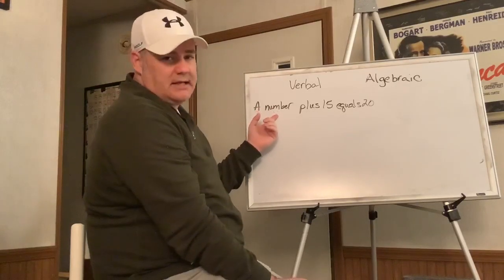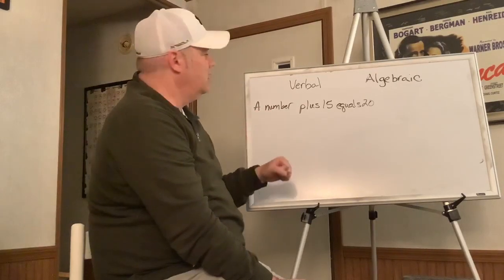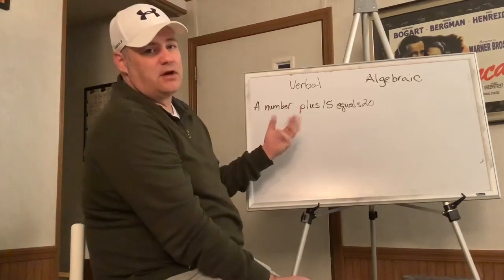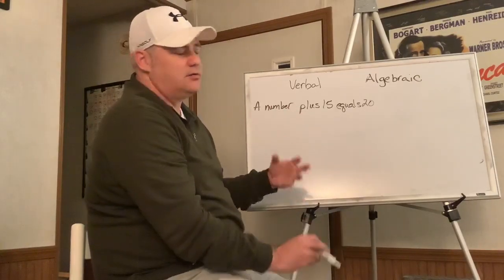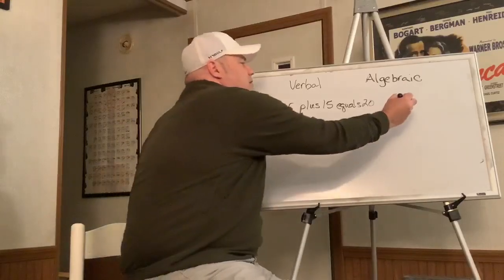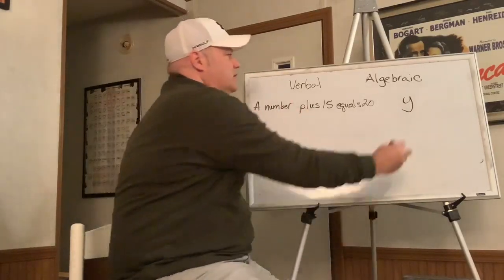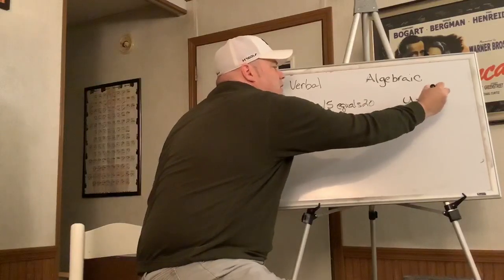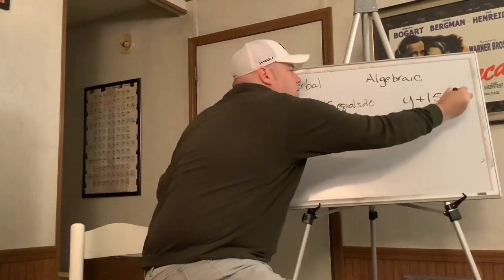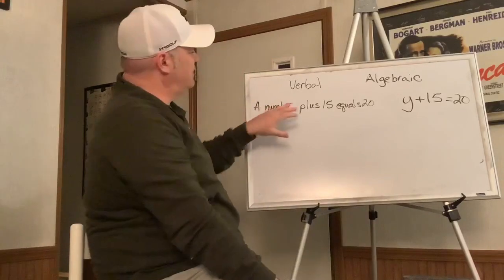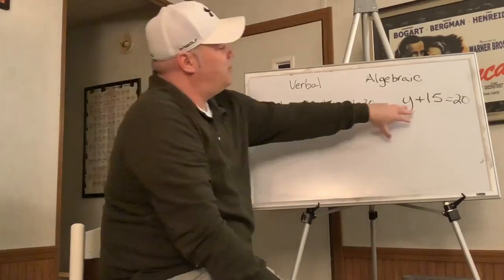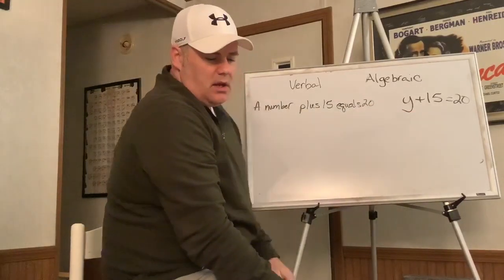Okay, and you can use any letter. Your letter could be different than mine. I may want to use N for number, or just X. X and Y are used a lot. Let me use Y in this case. Okay, Y. So a number plus 15, so I'm going to show y plus 15 equals 20. Okay, that's taking this verbal expression and putting it in algebraic. Let's do another one.